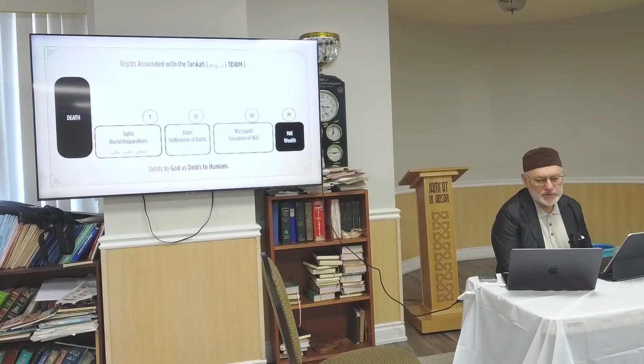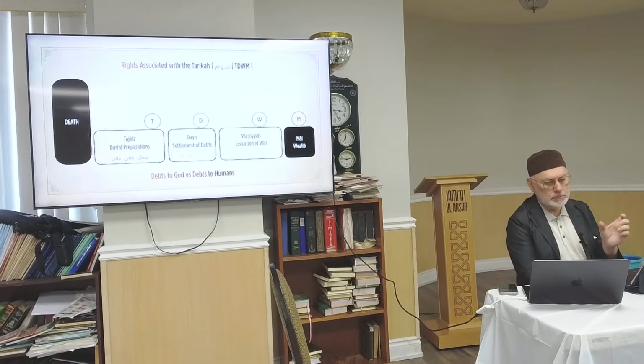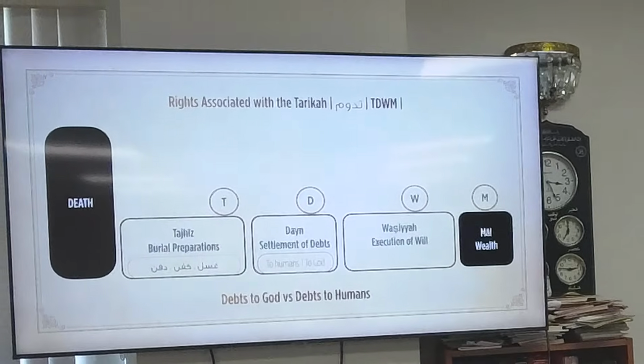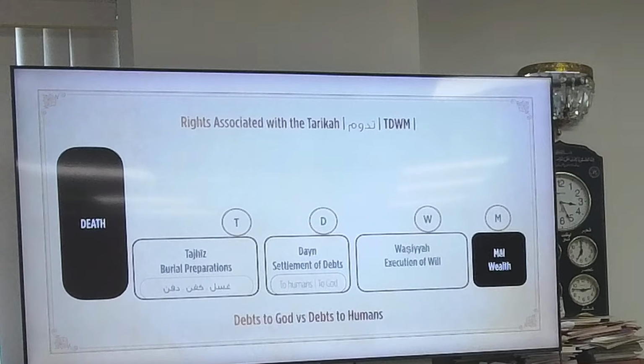Rights associated with tariqah. Using tadum, the majority of scholars will follow, it's very straightforward. You do the ta first, you do the dain, you do the waw, and then you do the mim. The ta is tajheez, burial preparations, which is what? Ghasl, kafan, and dafan, and without extravagance. And then dain, settlement of debts to humans or to God.